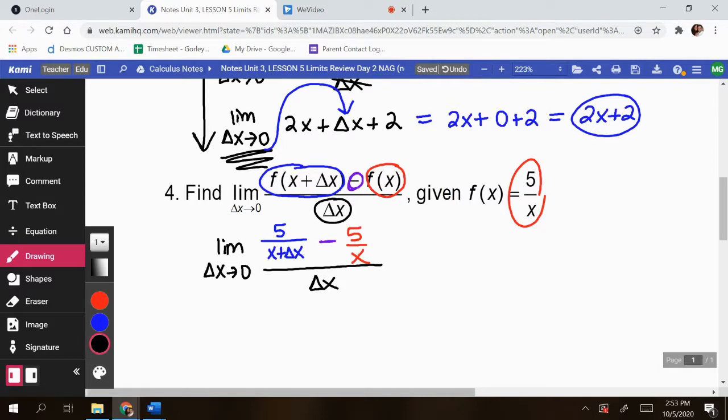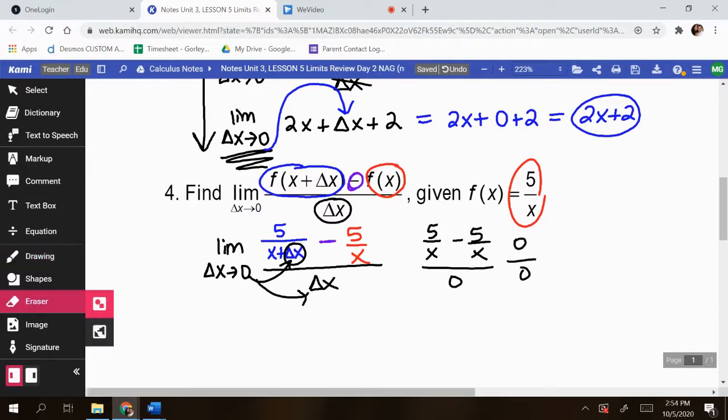Okay, now I can't just leave it like this. What would happen if I plugged in 0 right now? Well, if I plugged in 0 for delta x, I would end up with 5 over x, right, because delta x is 0, minus 5 over x all over 0. See how we get 0 over 0, which is indeterminate? So I know I have to rewrite this into a simpler function.